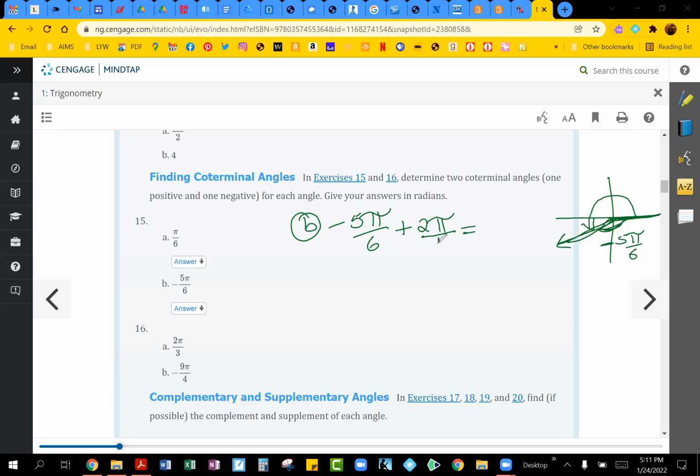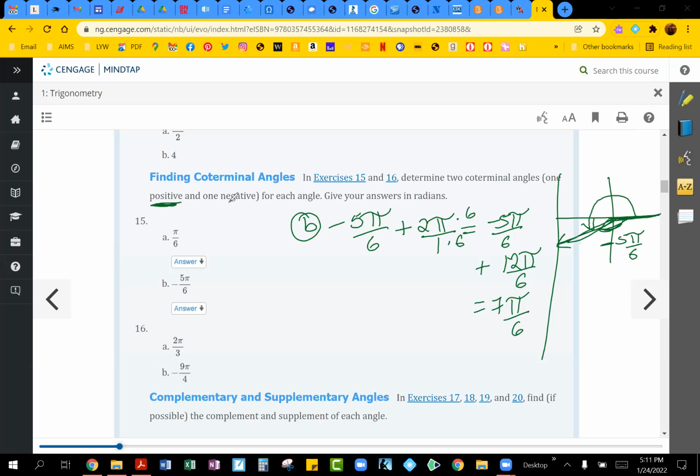It should be 7 pi over 6, yeah. You can do the common denominator calculation I showed you, or even looking at the unit circle, you can get an idea. You've got negative 5 pi over 6, and to that we are adding 12 pi over 6 when you do that 2 pi. 12 minus 5 will give you 7 pi over 6. So that's going to be our positive coterminal angle.